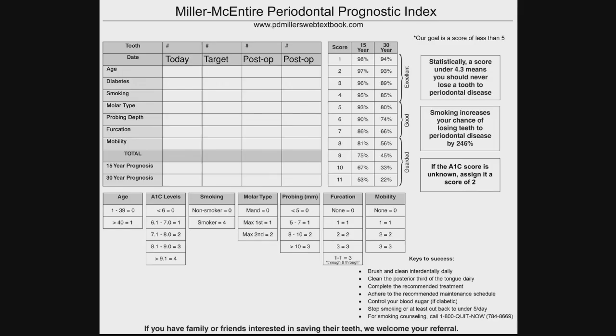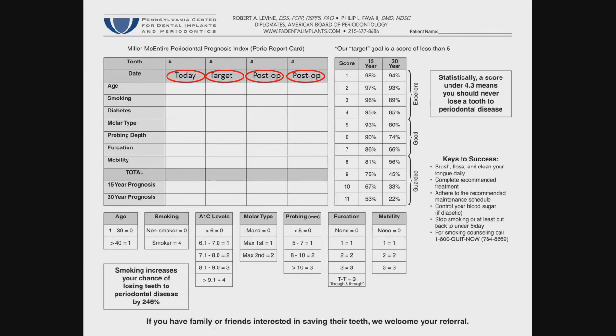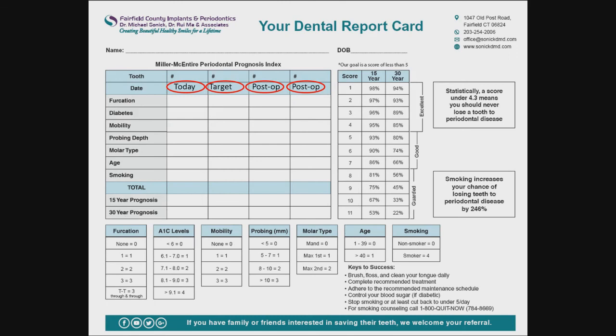Now, this is a very dynamic system, and this is the Miller-McEntire score sheet that I used. And you will notice that it has today's score, the target score, and it has post-op scores that can be used to let the patient know what the outcome was. But then Dr. Bob Levine has designed his score sheet, and he was the one that talked about the dental report card. But then again, the final scoring sheet that I'm showing you is Dr. Michael Sonic's, where he actually defines this as your dental report card.